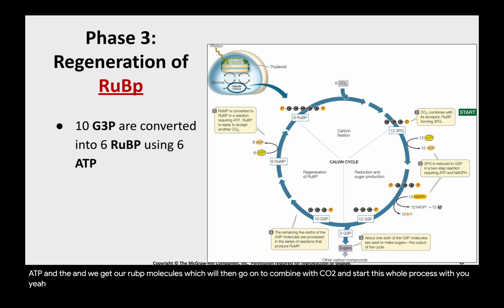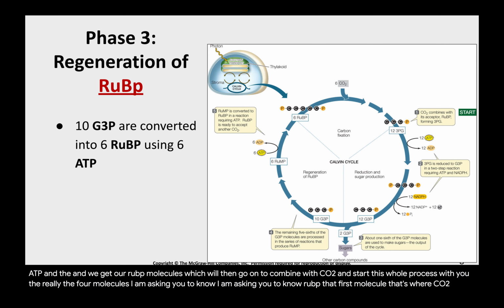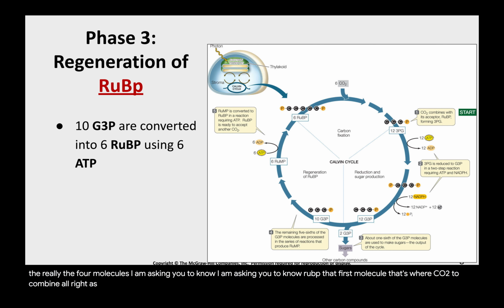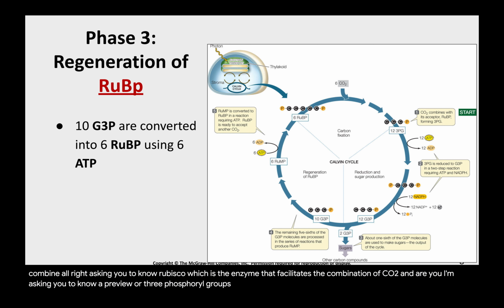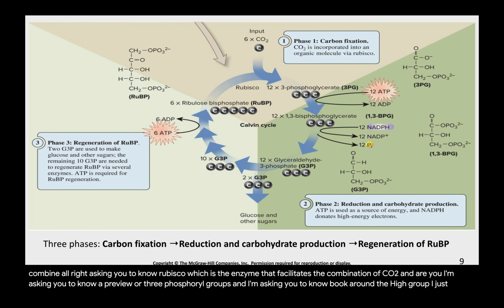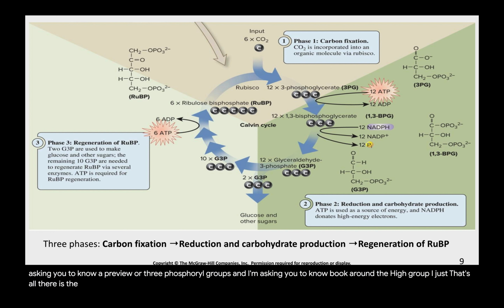Okay? So really the 4 molecules I am asking you to know: I am asking you to know RuBP, that first molecule, that's where CO2 gets combined. Asking you to know Rubisco, which is the enzyme that facilitates the combination of CO2 and RuBP. I'm asking you to know 3PG, or 3-phosphoglycerate. And I'm asking you to know glyceraldehyde 3-phosphate. Just those 4 molecules besides carbon dioxide. And that's all there is to the dark reactions.